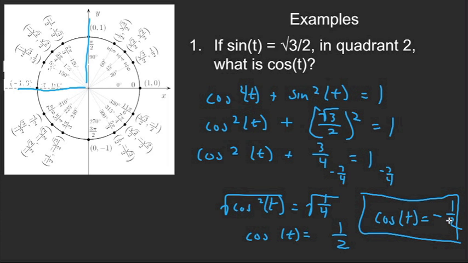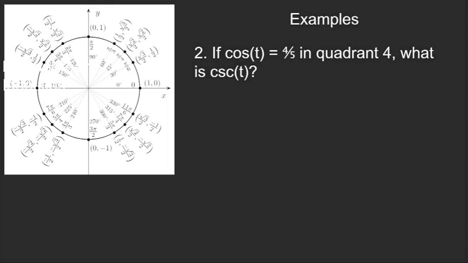So let's check that on the unit circle. So we see that this is what we were given, and this is the x or cosine value that goes with it. So we were right. Okay, so here is another example. So this one we're given cosine, and we have to find cosecant, which we can do if we find sine, because cosecant of t is just 1 over sine of t.